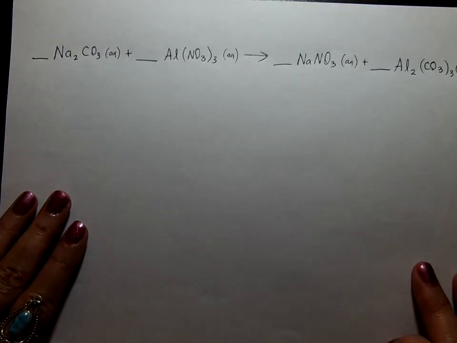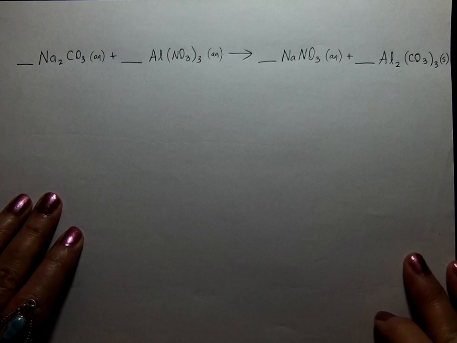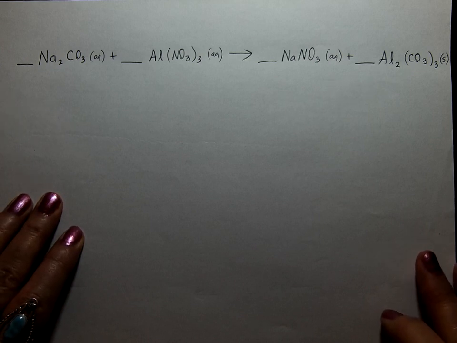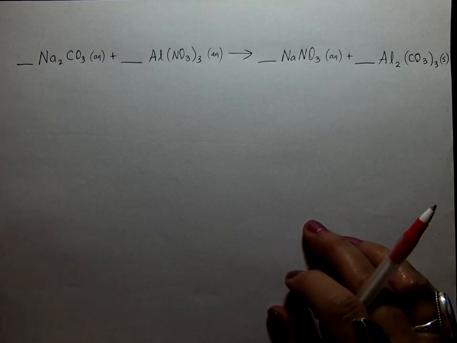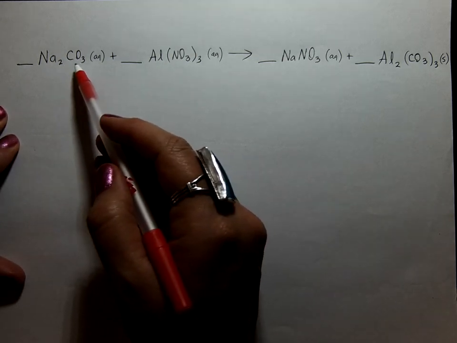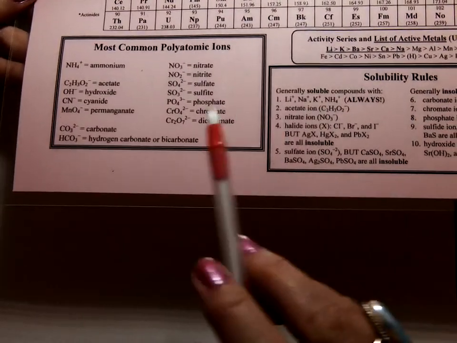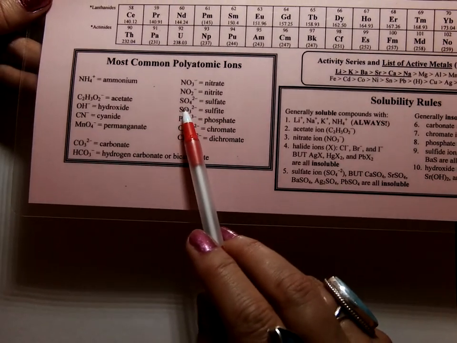Let's try another one. Here I have a double replacement reaction that we're going to balance. Double replacement reaction. Now, notice in this reaction I have CO3 and NO3. Those are polyatomic ions. We're going to balance them as a group.